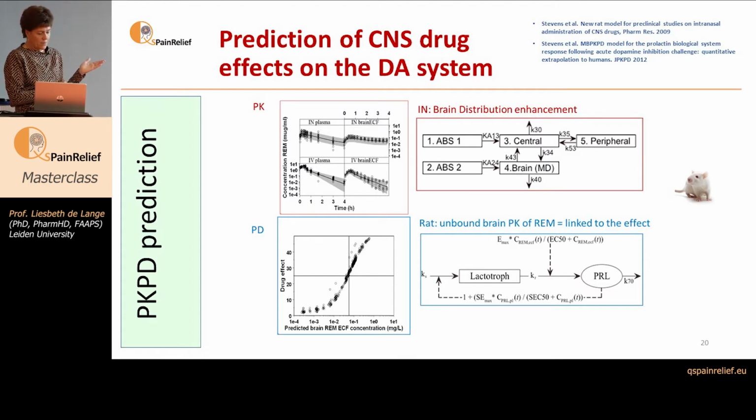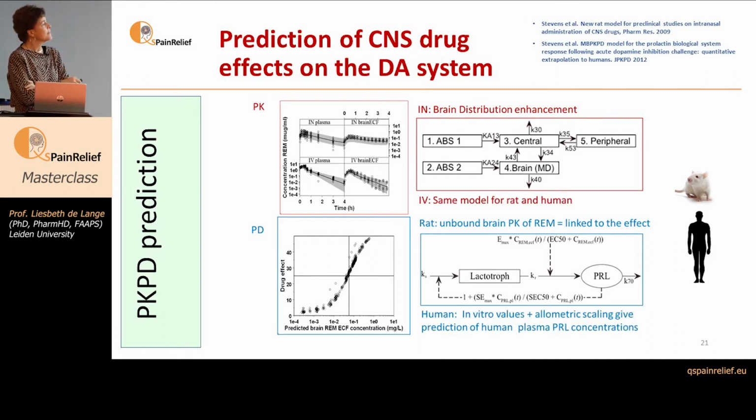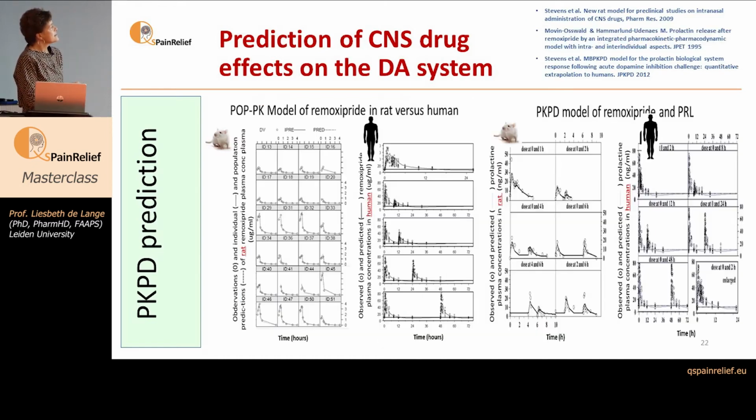And then we tried to apply the same model structure to humans. And we translated individual things that we could do on the basis of in vitro values for humans compared to animals, and also allometric scaling of plasma pharmacokinetics, etc. Actually, I can show you the results. So this is the pharmacokinetic part of the model. And here you see individual animals. Each box is an individual animal.